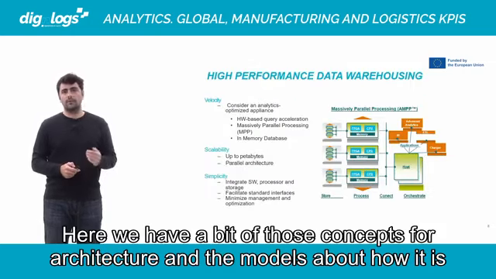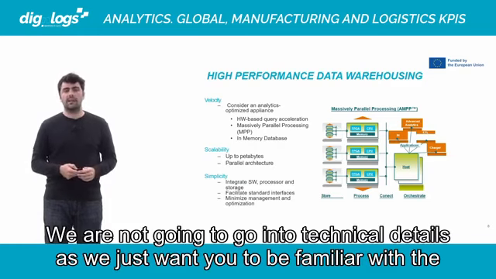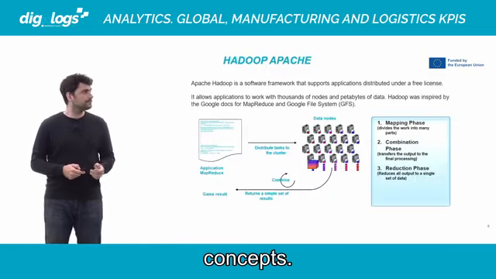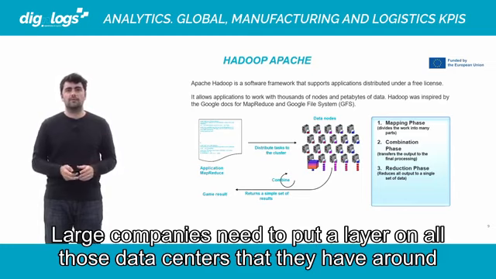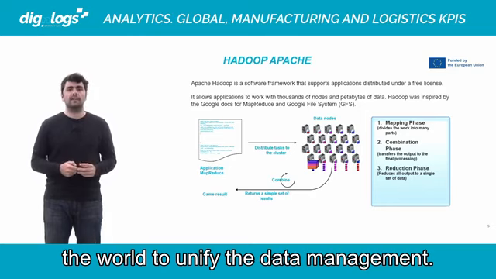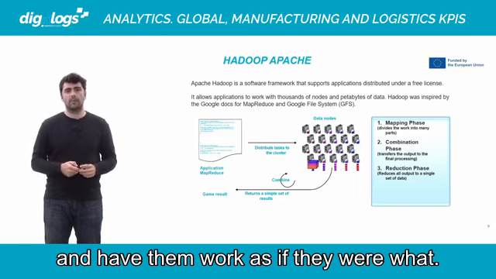Here we have a bit of those concepts for architecture and the models about how it is structured. We are not going to go into technical details as we just want you to be familiar with the concepts. Systems like Hadoop help support distributed applications throughout the network. Large companies need to put a layer on all those data centers that they have around the world to unify the data management. With software like Hadoop, I'm able to map those nodes and centralize that information and have them work as if they were one.